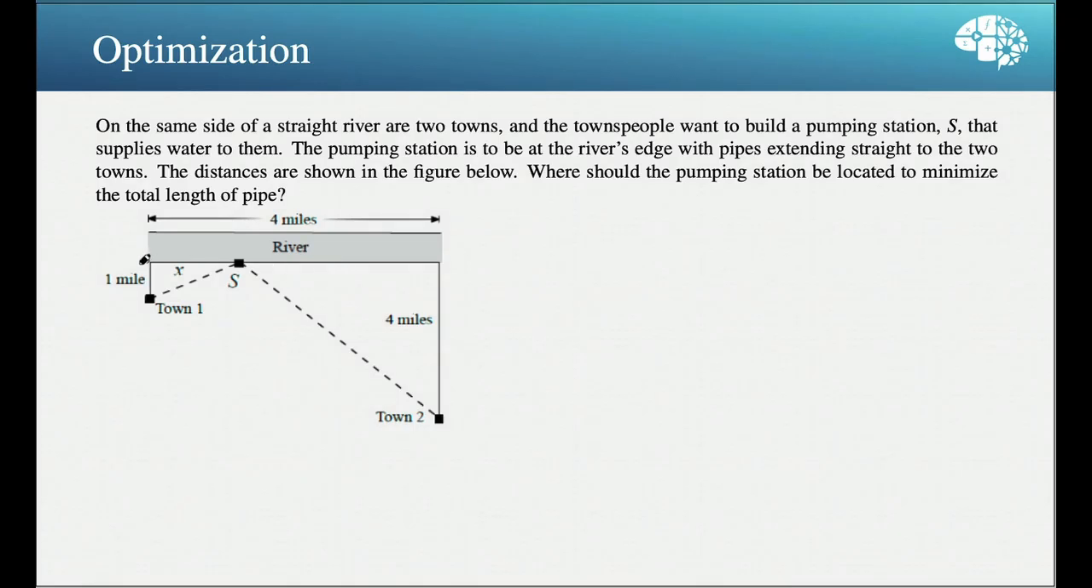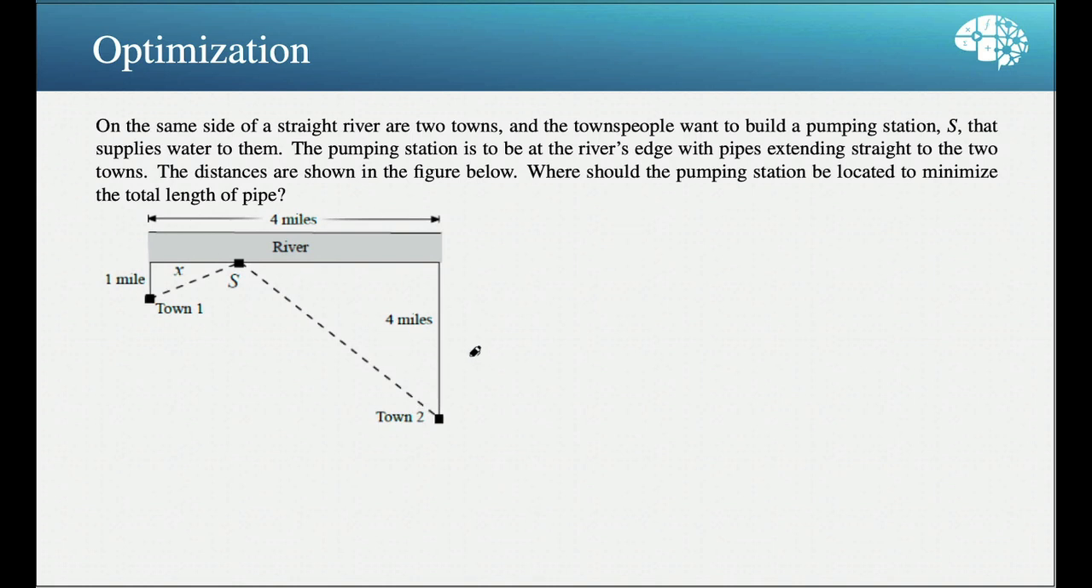On the same side of a straight river are two towns, and the townspeople want to build a pumping station S that supplies water to them. The pumping station is to be at the river's edge, with pipe extending straight to the two towns. The distances are shown here in this figure. We'd like to know where the pumping station should be in order to minimize the total length of the pipe.